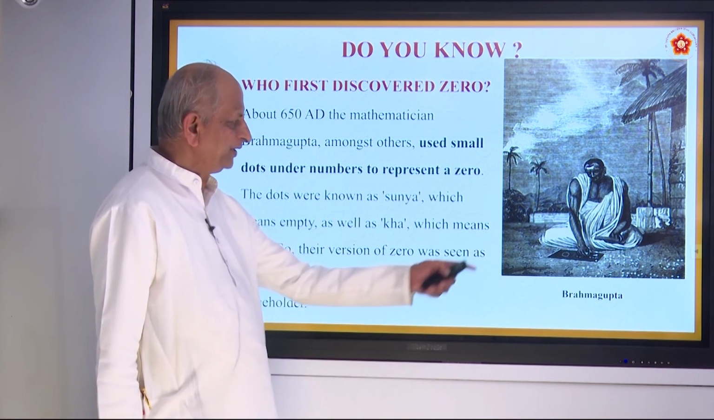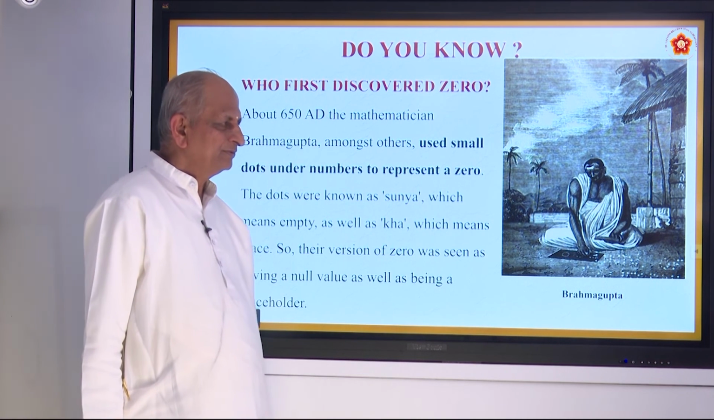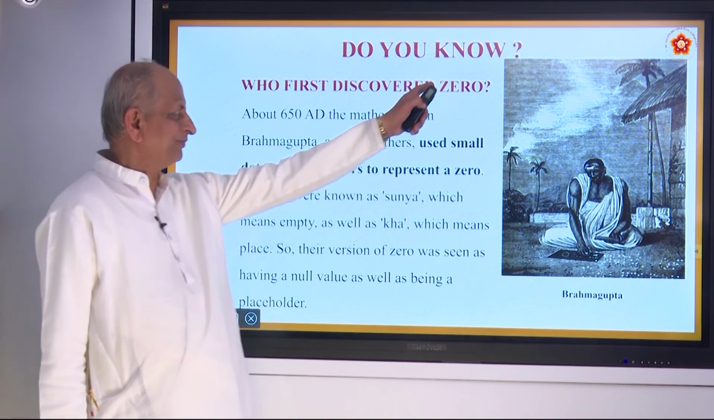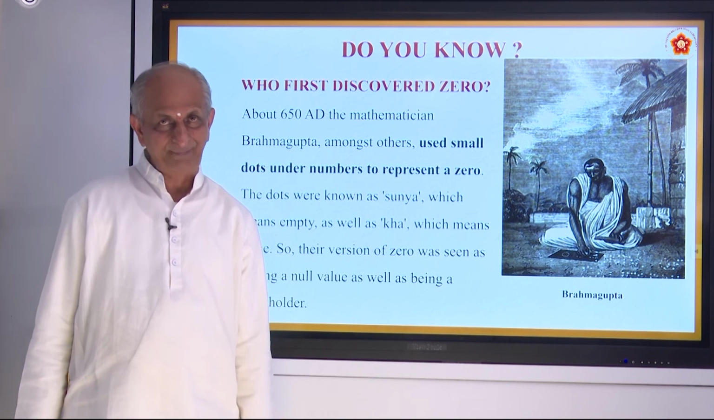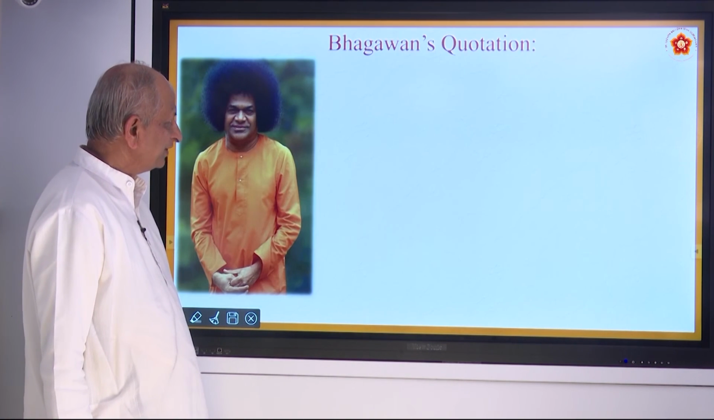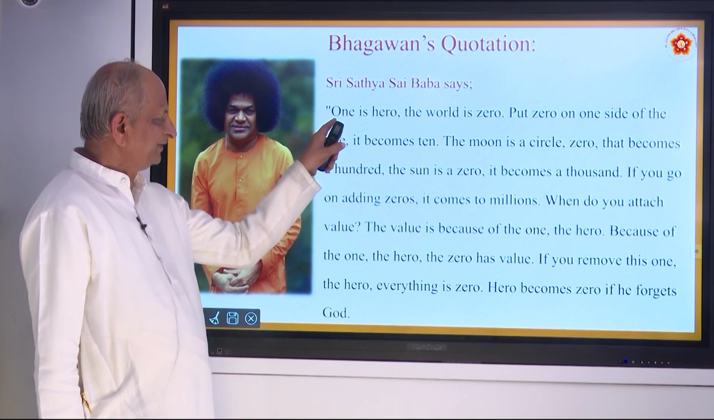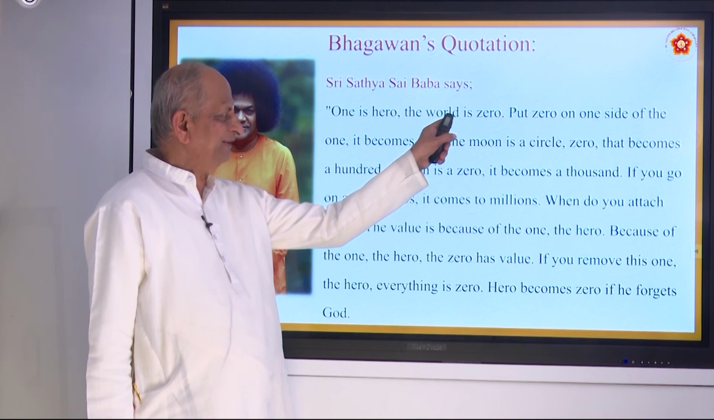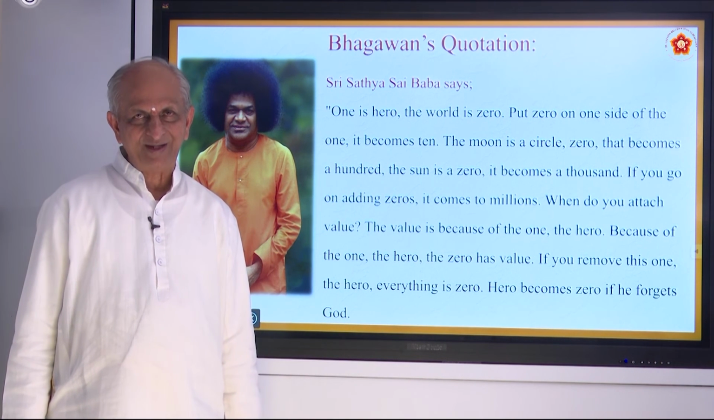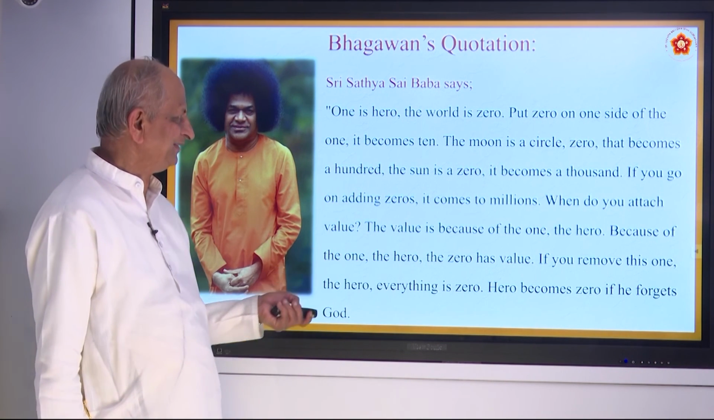So, this is Brahmagupta, and this is the contribution of India to the world, 0. But this 0 is also very important. Let us see what Baba says about 0. Baba's quotation about 0. Sathya Sai Baba says, 1 is hero, world is 0. Because of God as hero, the world looks like this with all varieties.